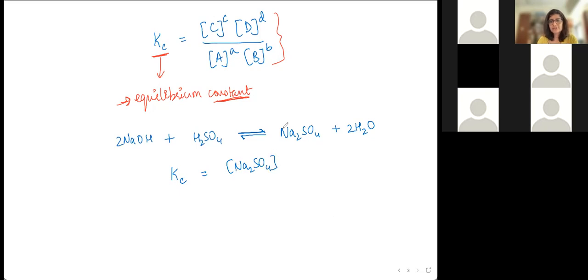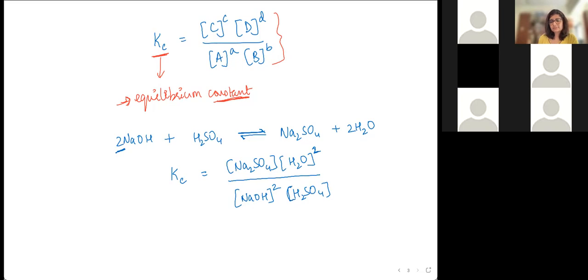This will be as it is, because the stoichiometric coefficient is 1. Concentration of H2O will be raised to 2. It'll be squared. Yeah, it will be squared. Divided by the concentration of NaOH, this will be squared because of the 2 over here. And concentration of H2SO4. Okay, so this is my expression here.